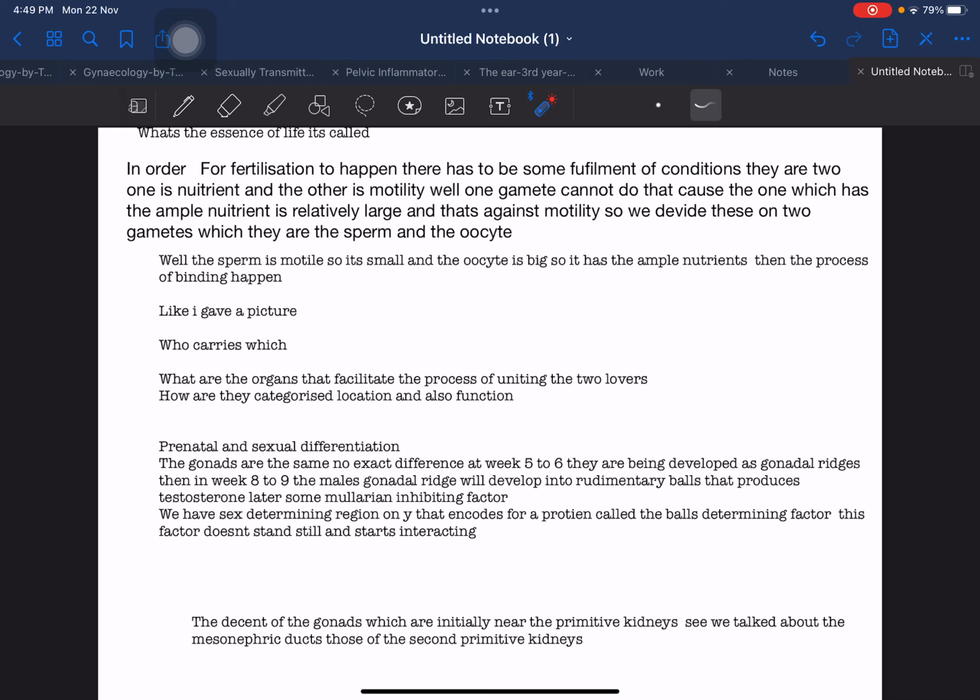Let's say chromosomally, yes, XX female, XY male, but in appearance you cannot say this is a male or a female. It's just a single cell. But this cell will develop later on into a female or a male. It will develop. So there has to be some interaction between genetics and hormones that are produced by the mother and the fetus.